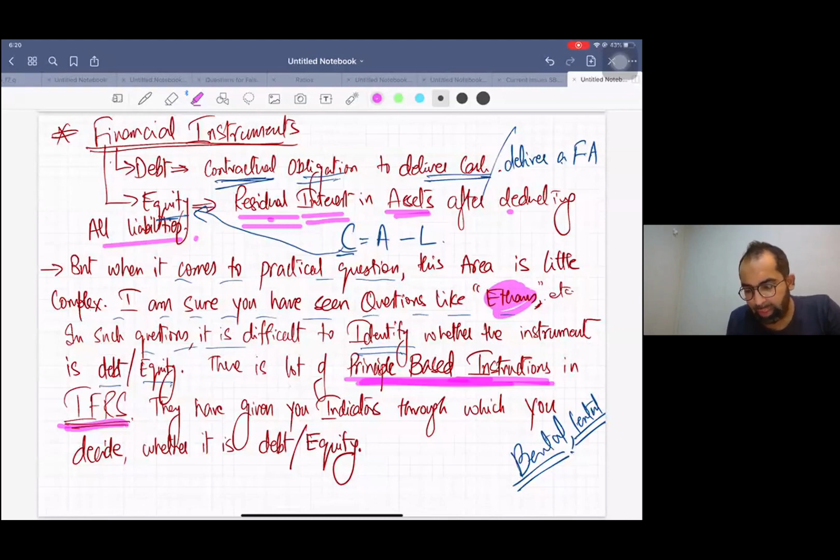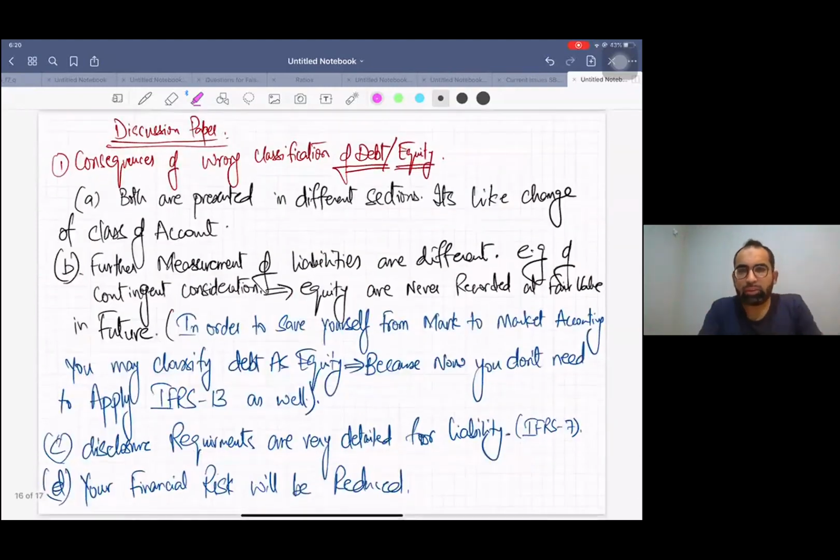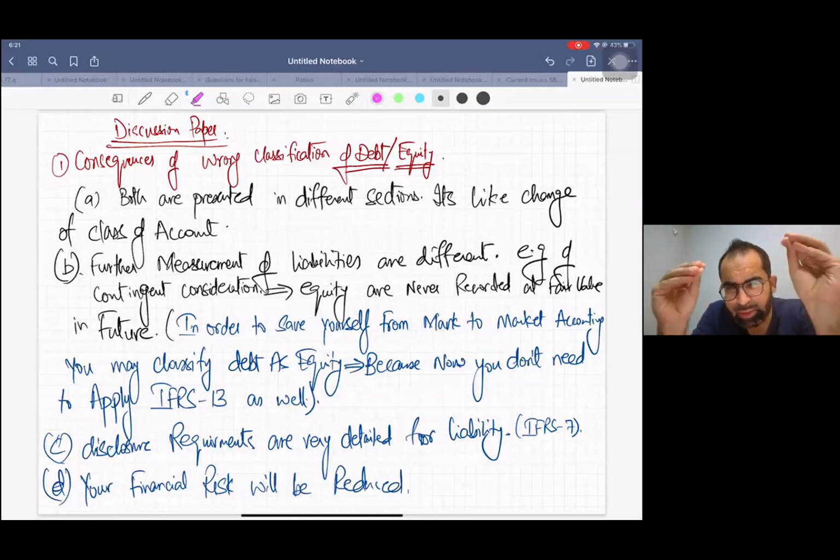They have given you indicators through which you decide whether it's debt or equity, right? This is the existing structure. Now, discussion paper. First of all, as this area is a little bit vague, I'm just taking the last 15 minutes, please concentrate.